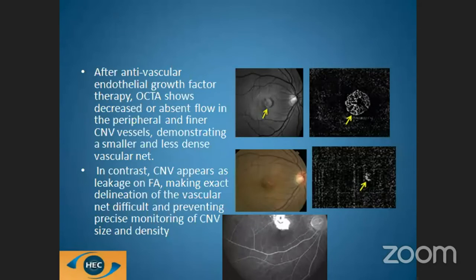Besides this, following anti-VEGF treatment also, one can actually see the response. We can see that the whole vascular complex here is reduced. So quantitatively, we can assess the regression of the membrane. Whereas on fluorescein angiography, because of the leakage, the actual border of the membrane may not be seen very properly, and it may be difficult to assess whether the membrane is regressing or not.